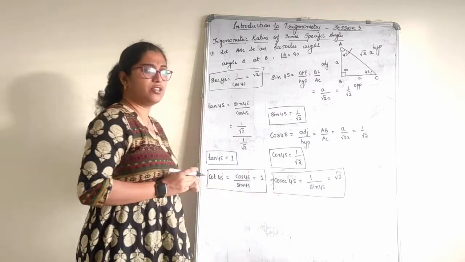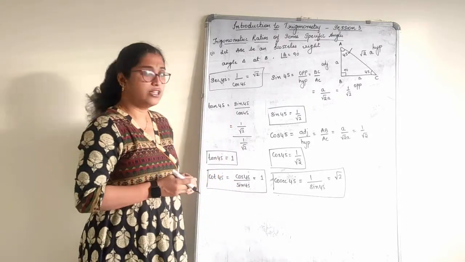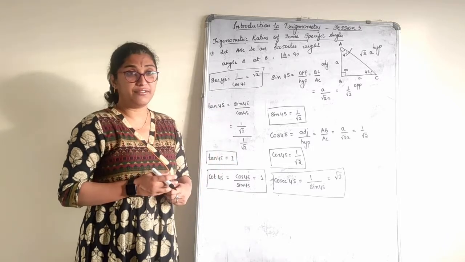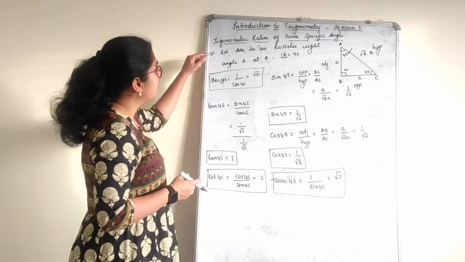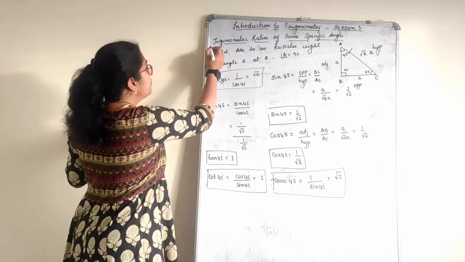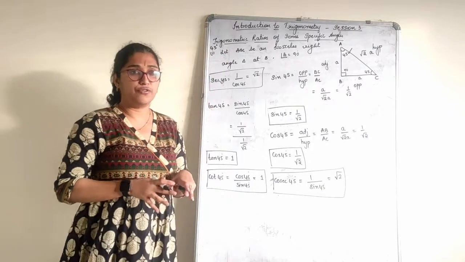So did you understand, children, how we derived angle 45, right? So the trigonometric ratios of 45 degree we actually did here. So what we will do, it's okay. Heading first, it is 45. If you want, you can write 45 degree angle. You can just mention it in the beginning, what we have done.